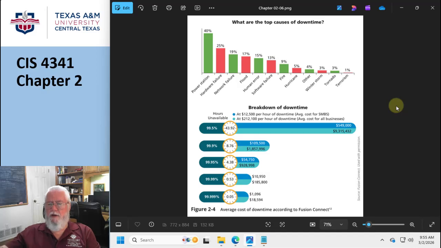So what are the causes of downtime? Power failures? Yeah. Hardware failures? Yeah, you could have that. Network issues, flood, human error, software, fire, hurricanes, etc., etc., etc. But it's almost always power. And of course, we're going to be talking about this in the upcoming chapter in a little more detail.